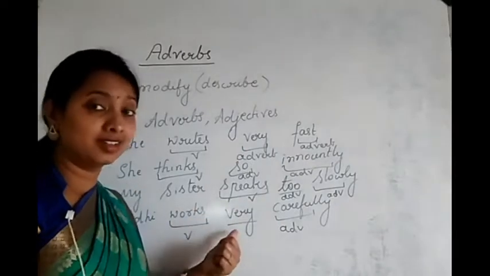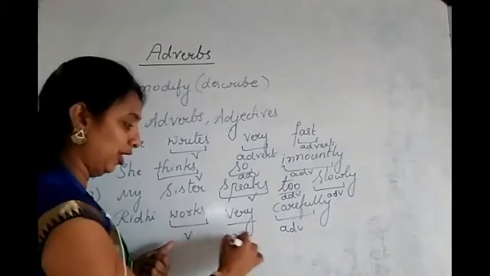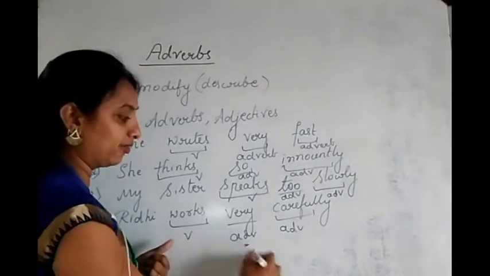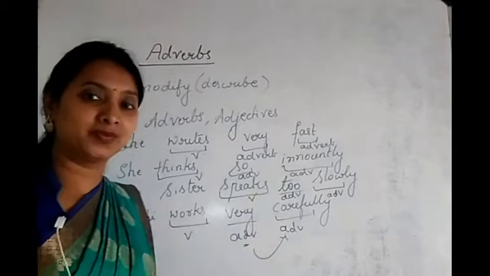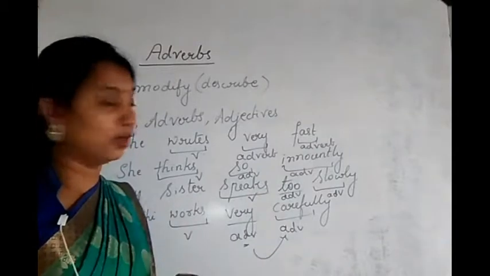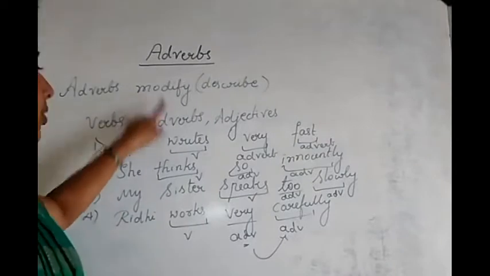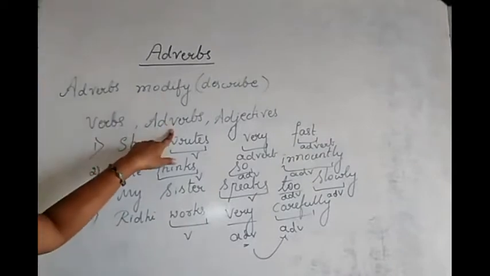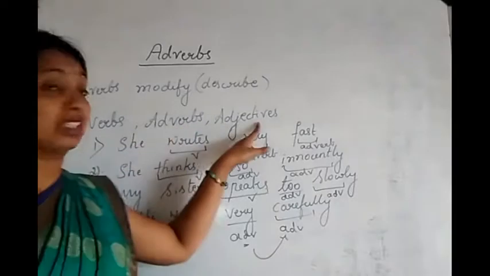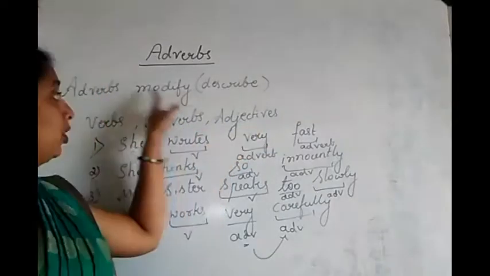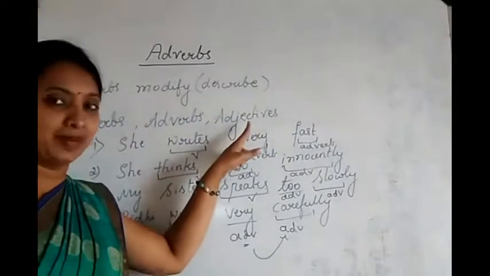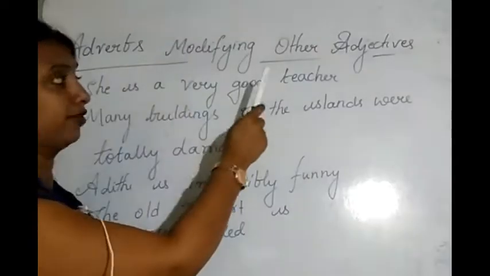What is this? This is also an adverb because this is modifying another adverb. So we got to know adverbs modify verbs. Adverbs modify other adverbs. Now can we see this third one? Adverbs modify adjectives. We'll take some examples. Adverbs modifying other adjectives.